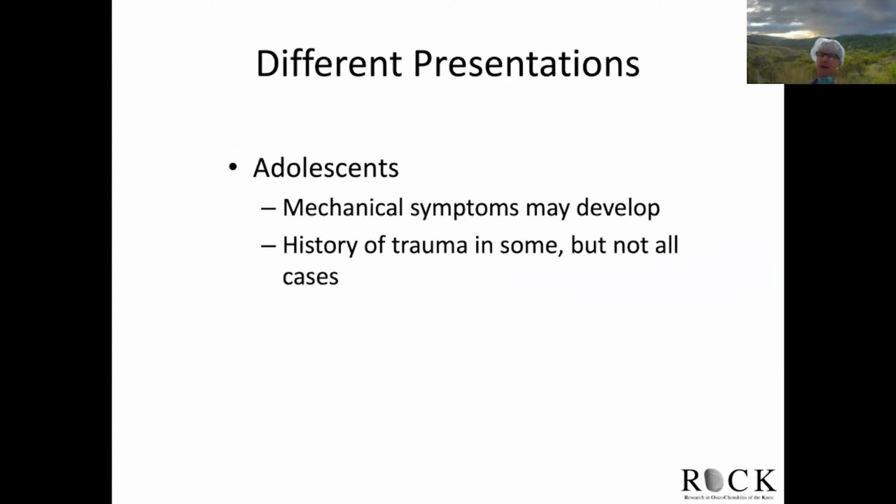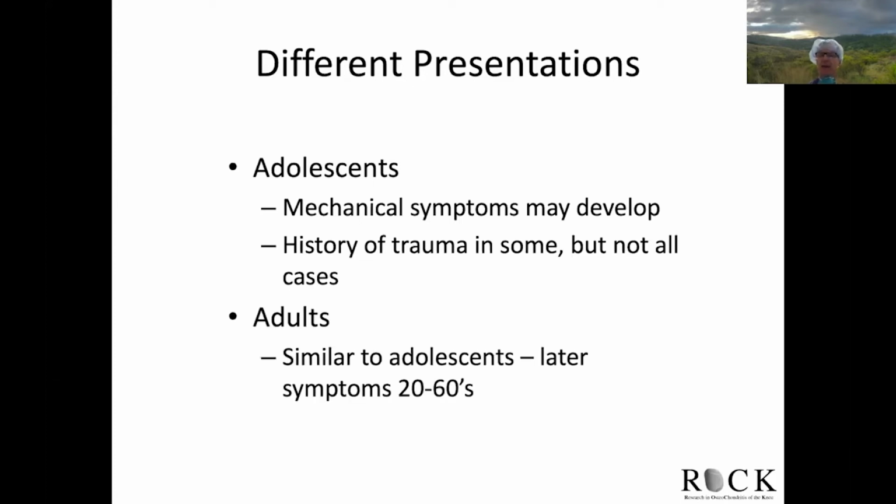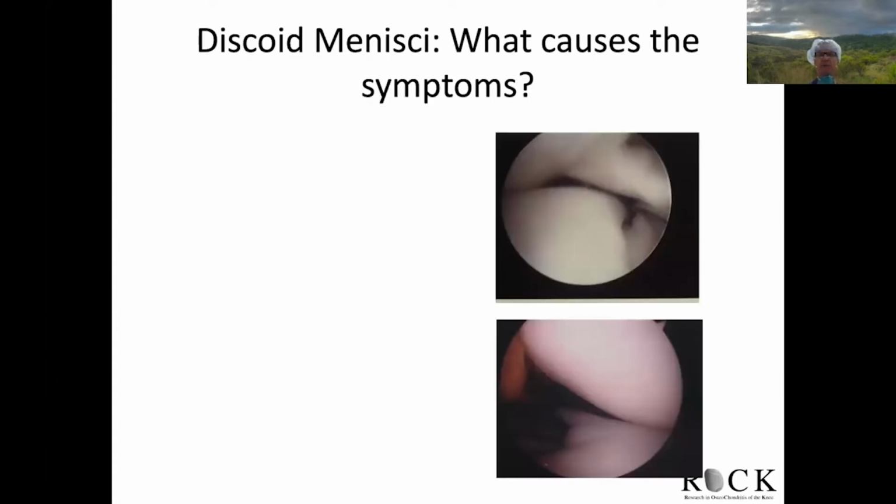Now, in younger adolescents, 12, 13, 14, mechanical symptoms such as meniscus locking, catching, grabbing, may start to develop. In some cases, there's a history of trauma, but in some, they just spontaneously develop these meniscus tears in this somewhat abnormal discoid meniscus, which, because of its abnormal structure, is more likely to tear. Adults, similar. Sometimes they may not develop symptoms in their 20s and 60s. I've also done arthroscopy on patients in their 60s who have asymptomatic discoid menisci. So plenty of people make it well into their advanced years and don't have mechanical symptoms.